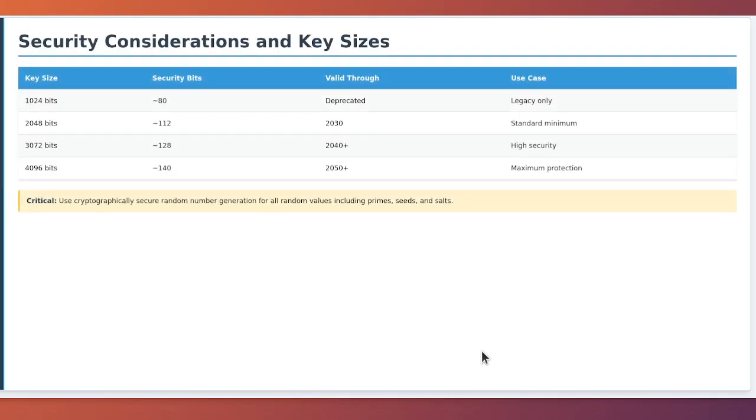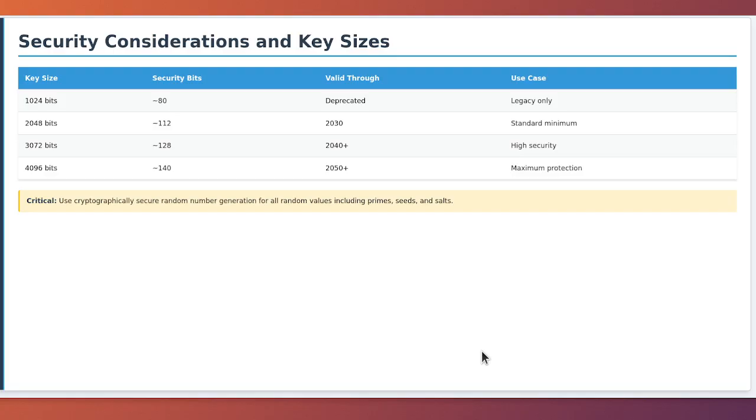Security considerations and key sizes. Choosing the right RSA key size is crucial for security. The security of RSA depends on the difficulty of factoring the modulus n. As computers get faster and factoring algorithms improve, we need to use larger keys to maintain security. RFC 8017 provides guidance, but security recommendations are updated over time based on current computational capabilities.